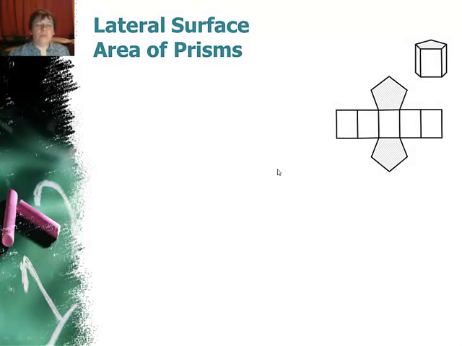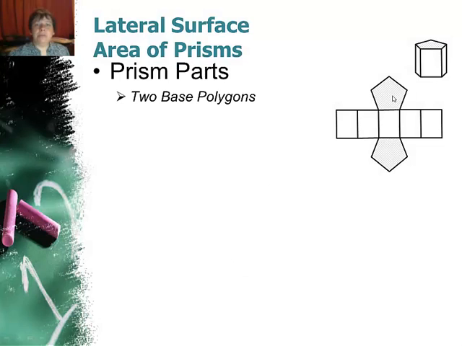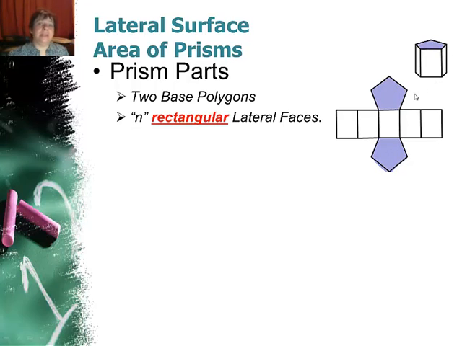For prisms, one thing we look at is the prism parts: there are two base polygons. You can see that this is a pentagonal prism on top. So there are two polygons, here's one on top, one underneath that you can't see. Then it tends to have n rectangular lateral faces. Now, if it's a regular polygon, all of these will match. And if it's not regular, that means all the sides don't match, then the faces might be different size rectangles. So here are the lateral faces of this pentagonal prism.